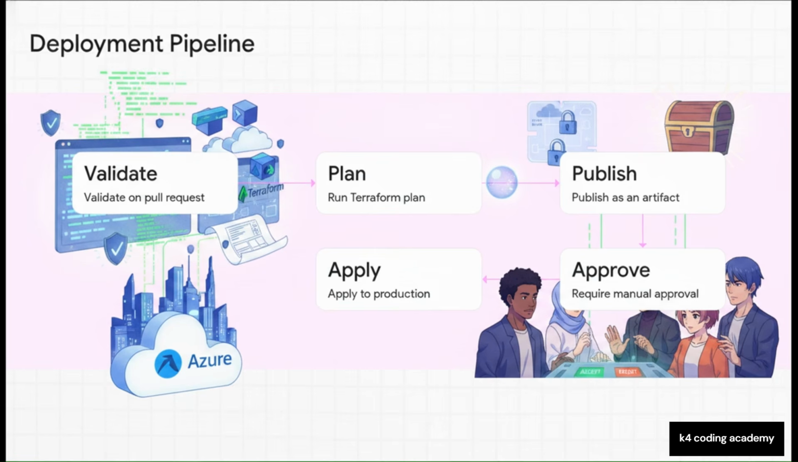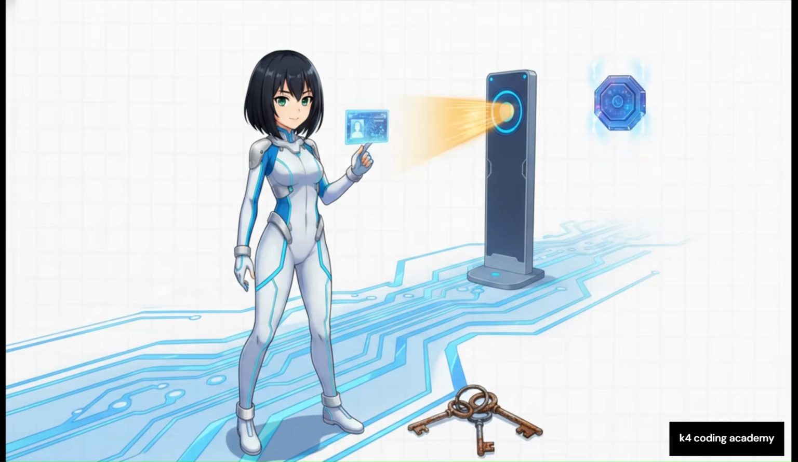A safe, production-grade deployment pipeline follows a really strict sequence. First up, you run a validation check on a pull request. Then, you run a Terraform plan. And this is super important. You publish that plan as a pipeline artifact. Why? Because you want a rock-solid guarantee that what you just reviewed is exactly what gets applied. Finally, you require a manual approval check before that apply stage ever gets near your production environment. To keep this whole automated process locked down, how your pipeline authenticates to Azure is a huge deal.